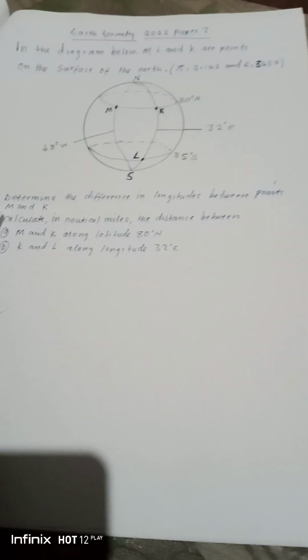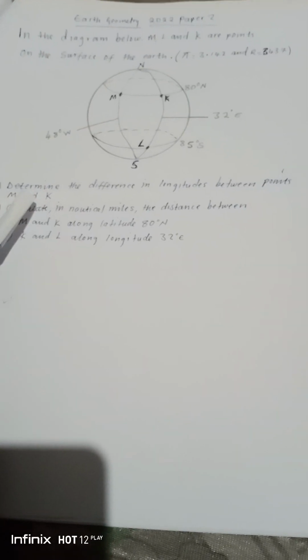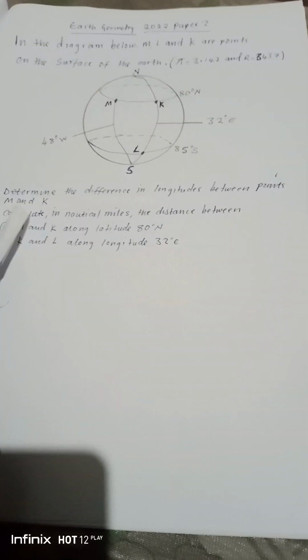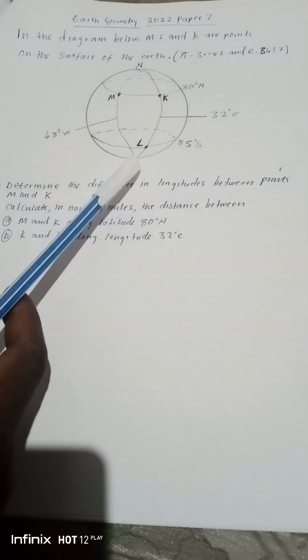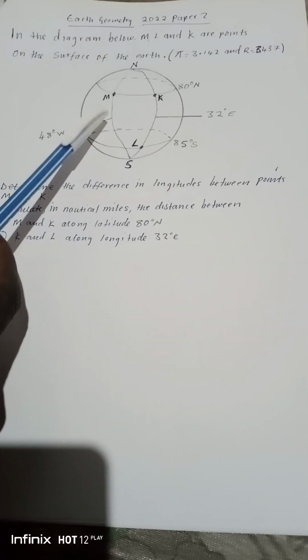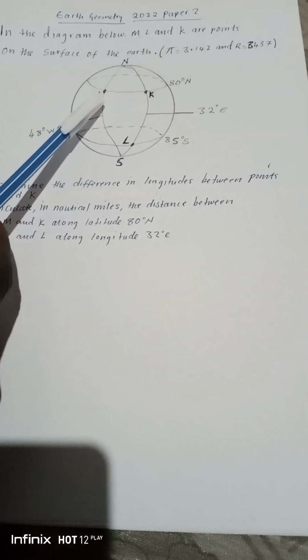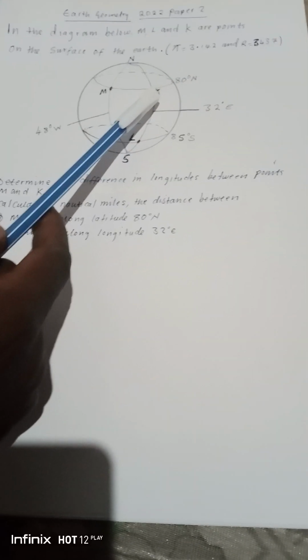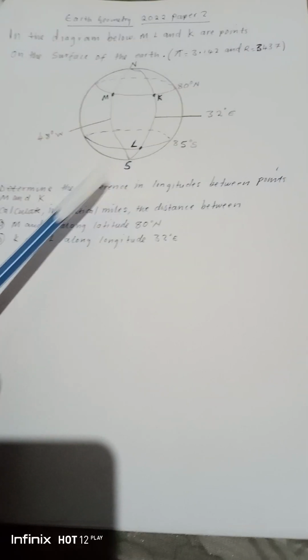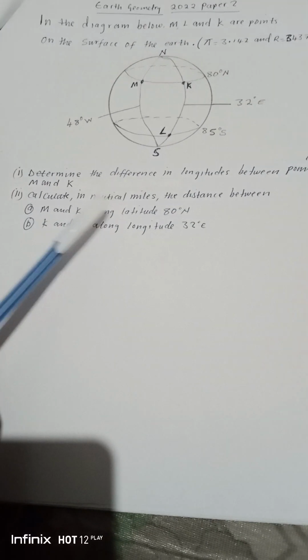Then question number 1. Determine the difference in longitude between points M and K. When we go back to the diagram, those points are indicated. On this side we have M, then we also have K, then down there we have L. That is question number 1.